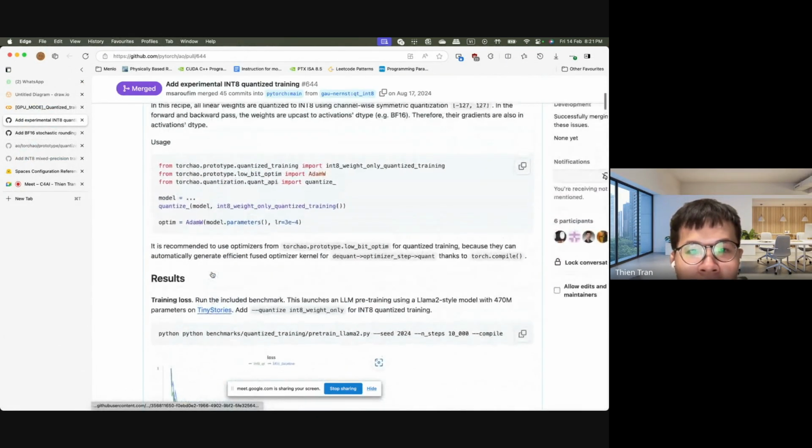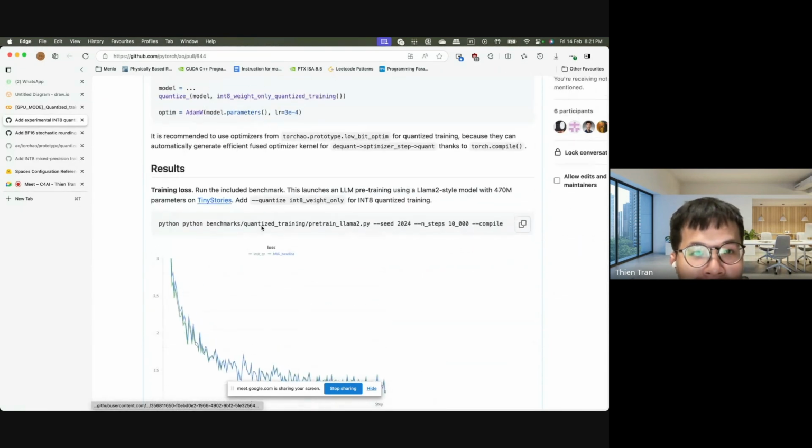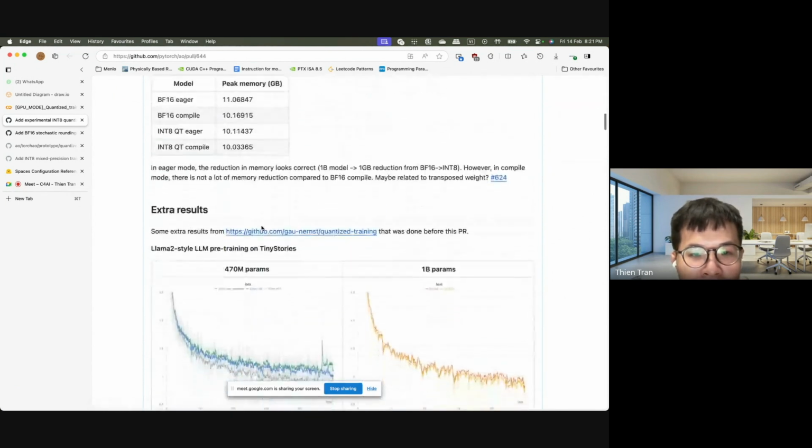The idea of this one is that we only keep a copy of the model, and I do the forward pass and backward pass and weight updates, everything with INT8 weights. And because this is weight-only, it means that in the forward pass, I still just dequantize it into BF16 and do normal BF16 flash attention and so on. The only difference is that I store the weights in INT8 storage.